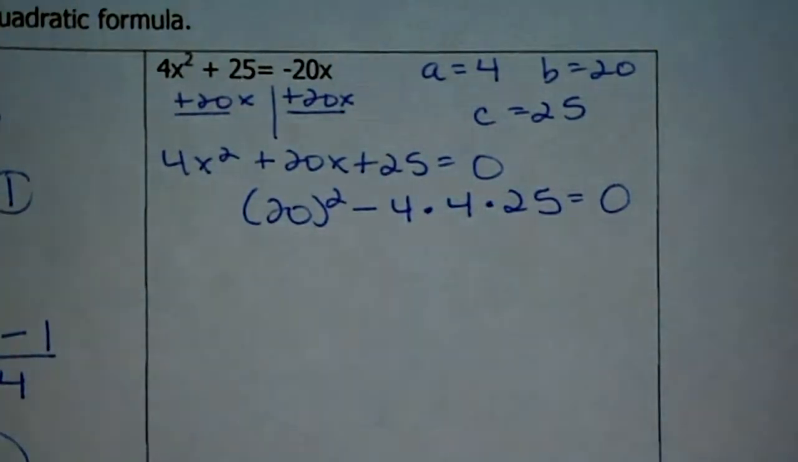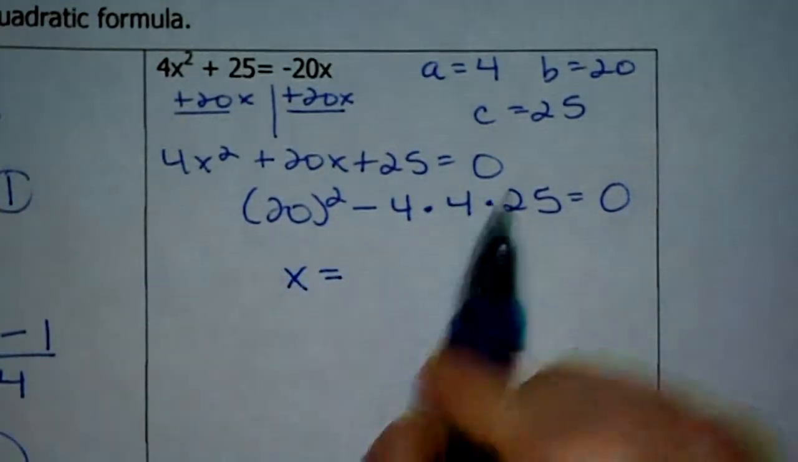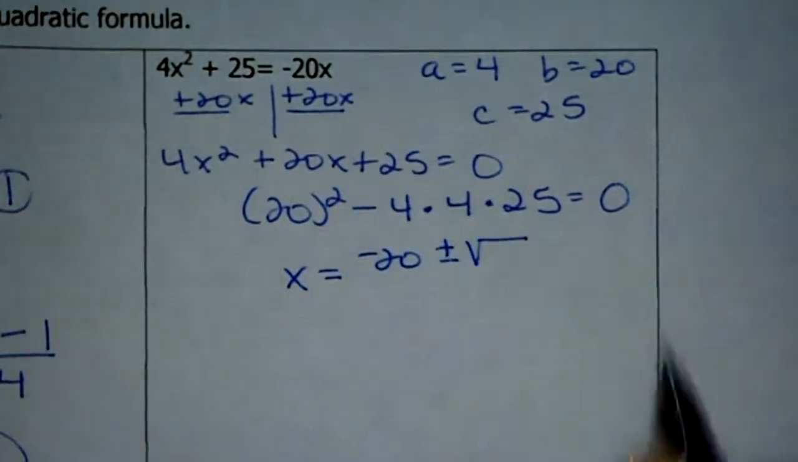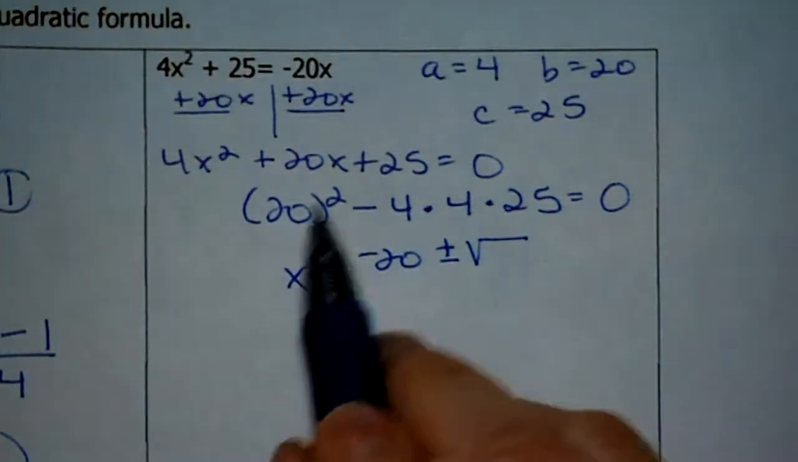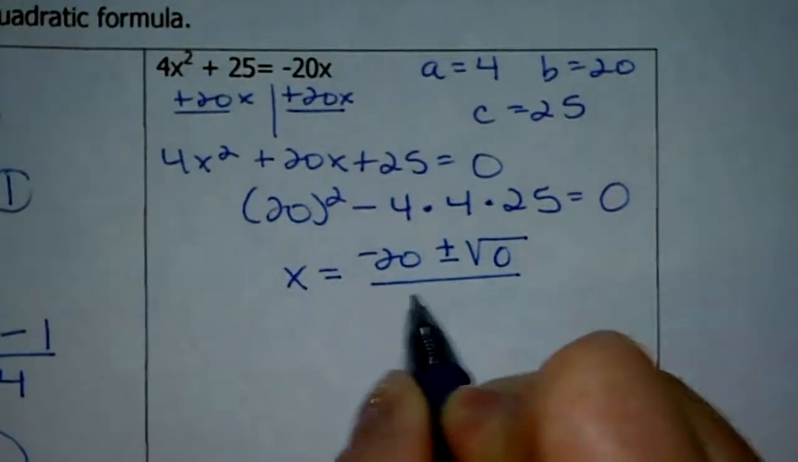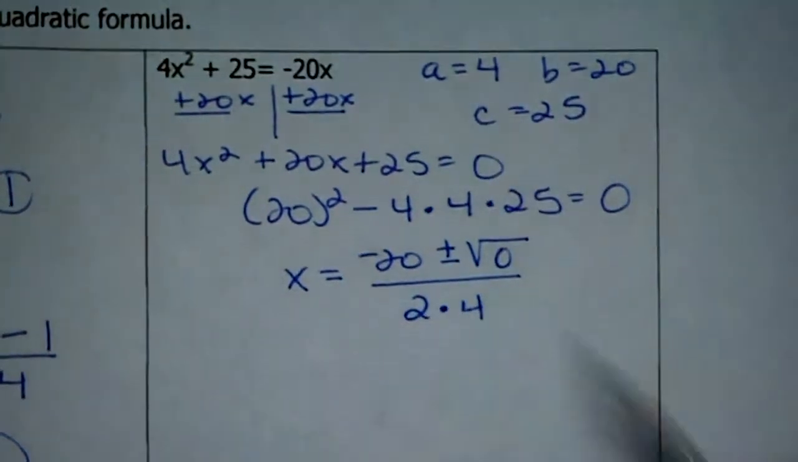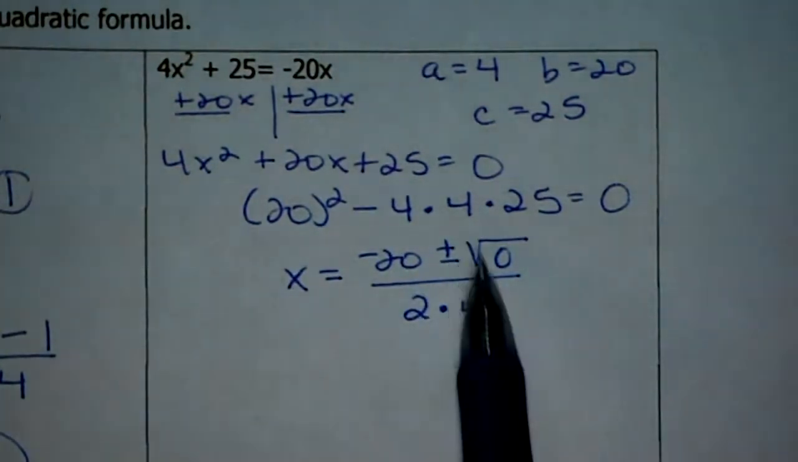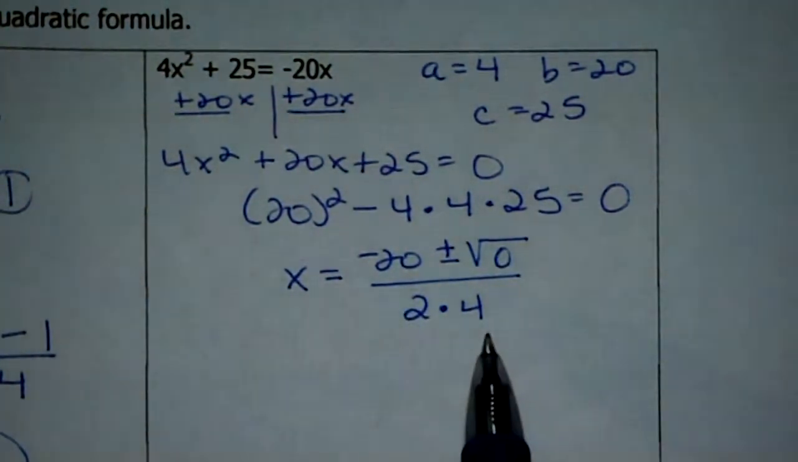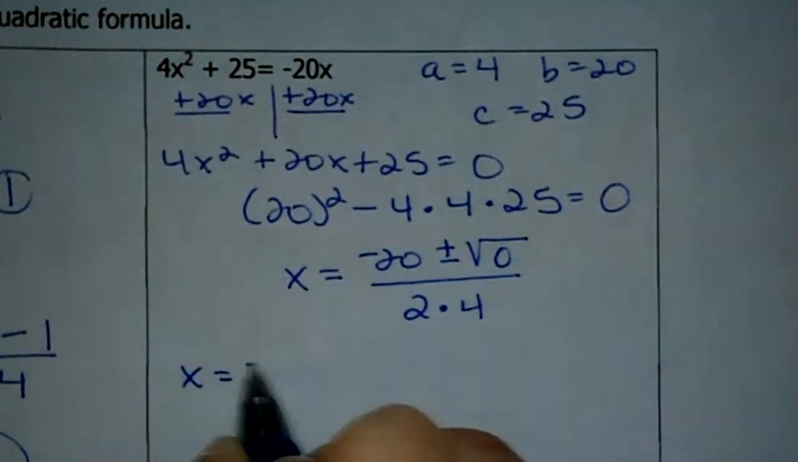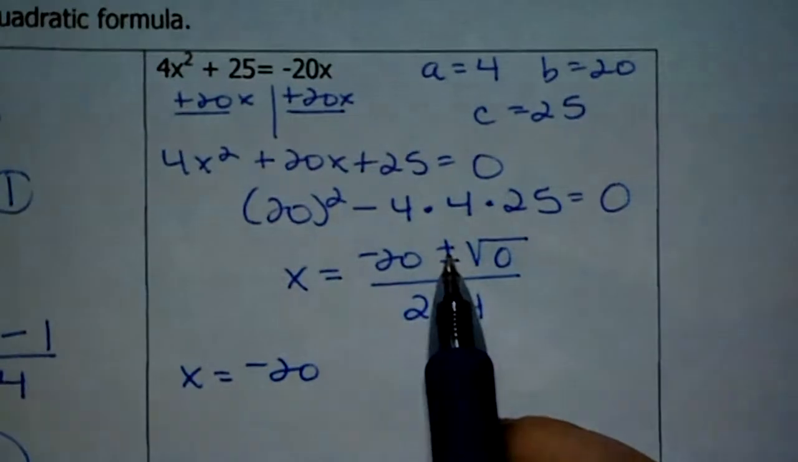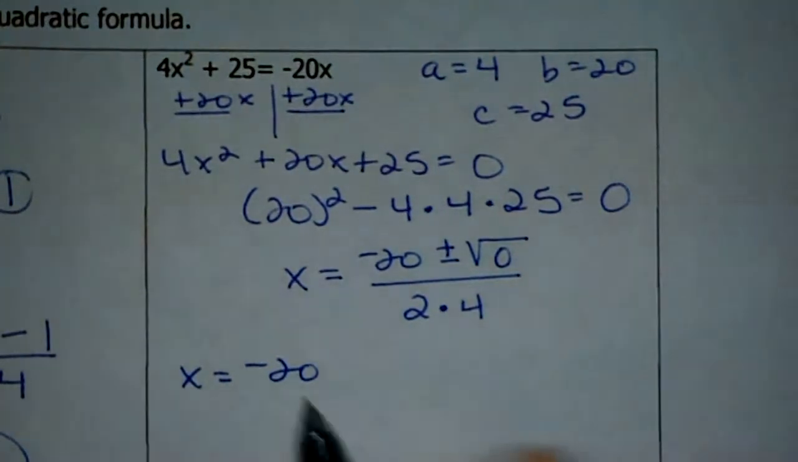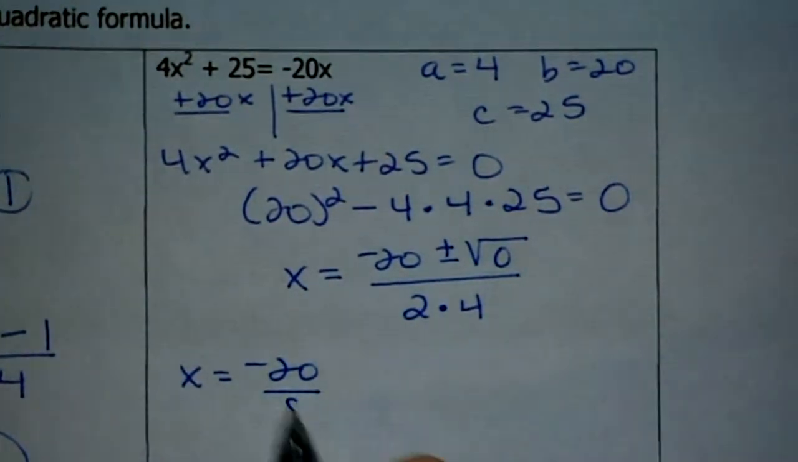So in the quadratic formula, x is equal to the opposite of b, so b is 20, now it's negative 20, plus or minus the square root of b squared minus 4ac, which we said was 0, divided by 2 times a. Hopefully you're with me. Now for this one, x equals negative 20, and the square root of 0 is 0, right? So whether it's plus 0 or minus 0, it's just negative 20, isn't it? And I want to divide that by 2 times 4, which is 8.